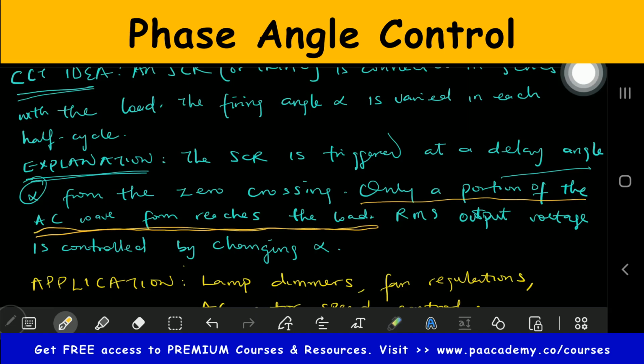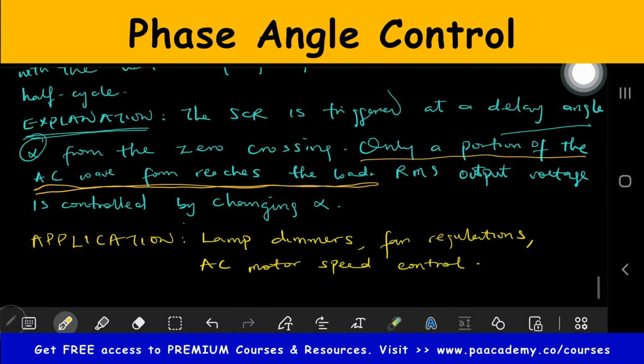And that takes us to the application, which is used for a lamp dimmer, fan regulator, AC motor speed control. Once we are varying the amount of AC wave that reaches the load, you can use that to control lamp dimmers, maybe how bright you want it to be. If you want to dim it, you have to also reduce the amount of AC that gets to the load. The same thing applies to fan regulator and AC motor speed.